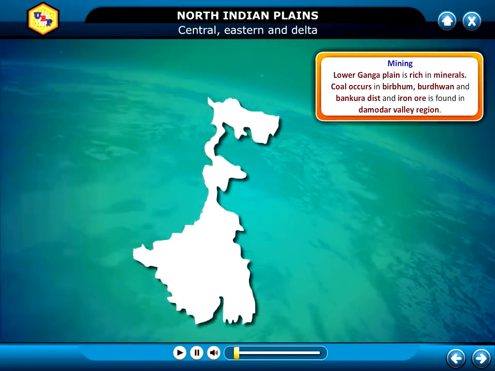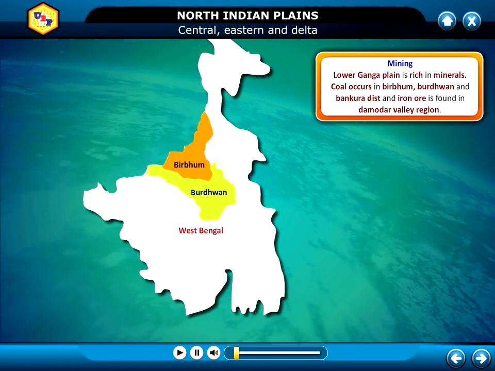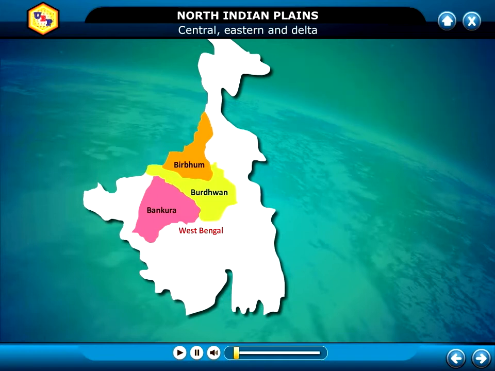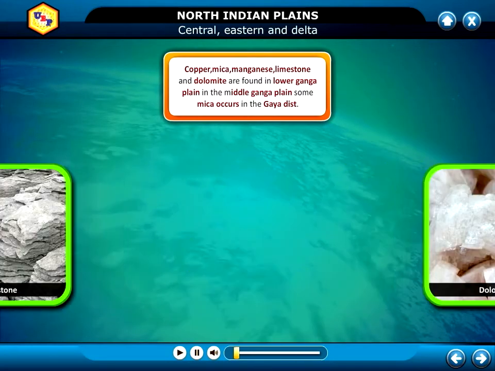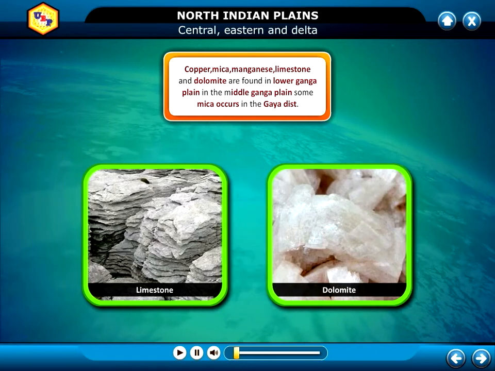Mining. Lower Ganga plain is rich in minerals. Coal occurs in Birbhum, Burdwan and Bankura district, and iron ore is found in Damodar Valley region. Copper, mica, manganese, limestone and dolomite are found in lower Ganga plain. In the middle Ganga plain, mica occurs in the Gaya district.